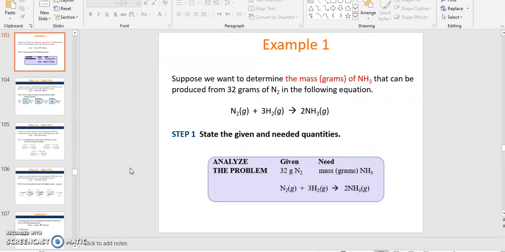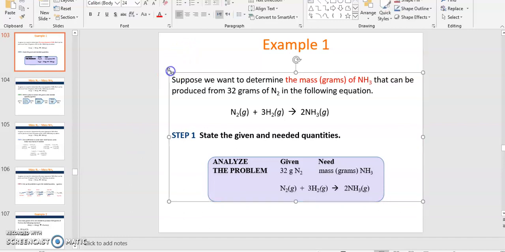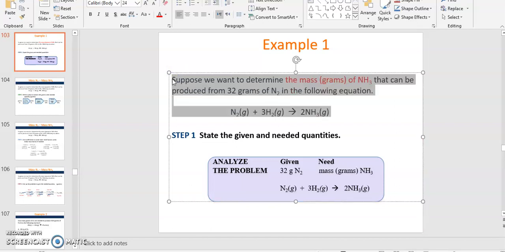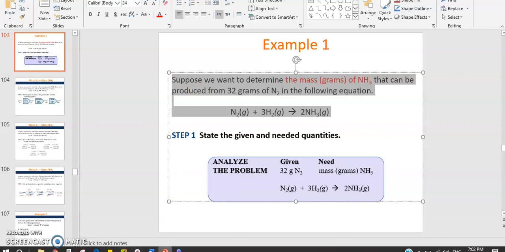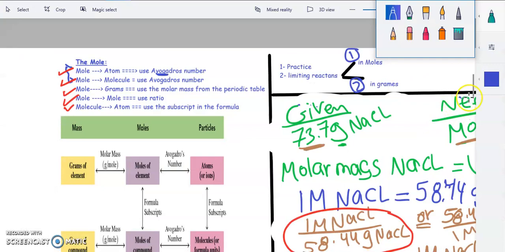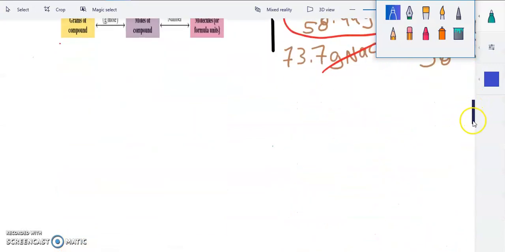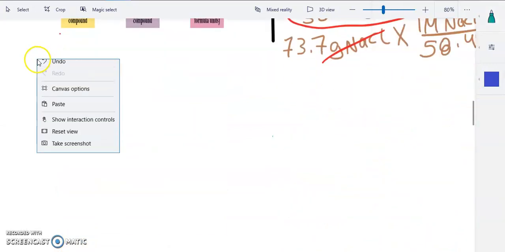So here, suppose we want to determine the mass of NH3 that can be produced from 32 grams of nitrogen in the following equation. So we will need to organize our thoughts. Let's take this problem to our board here and see how we can do it.